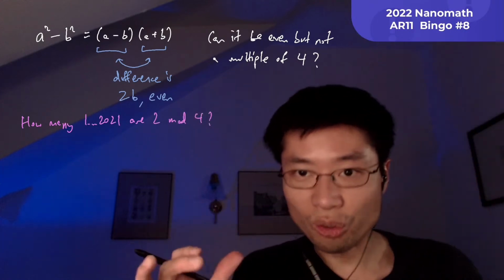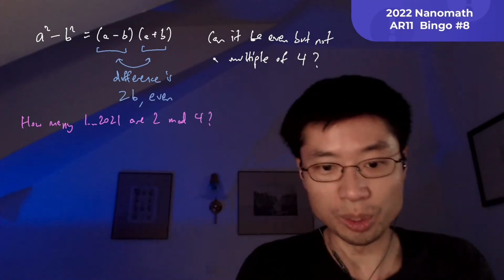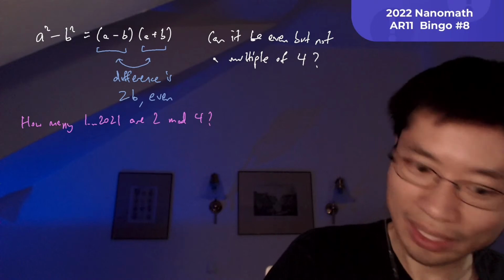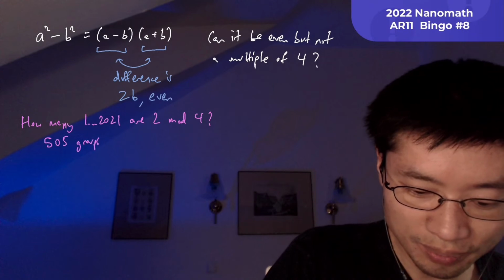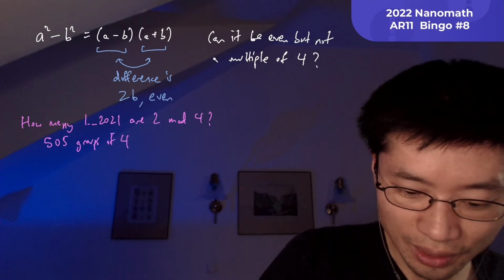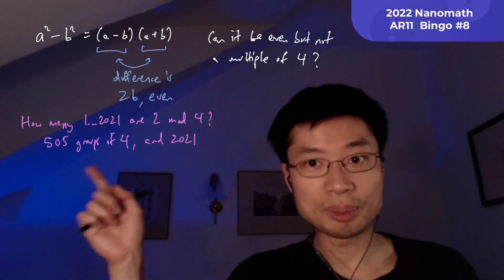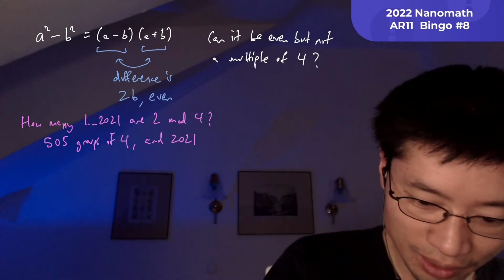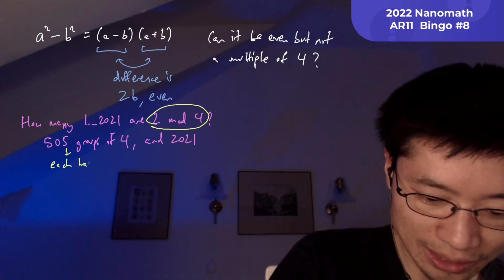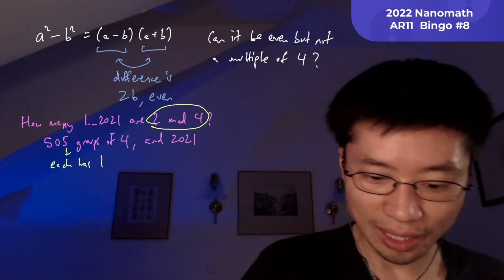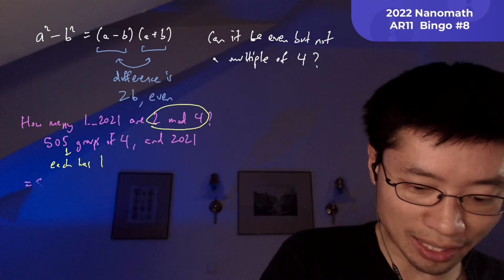Well, from 1 to 4, from 5 to 8, all the way up to 2020, that's a perfect bunch of groups of 4, right? So if I look at it, there are 505 groups of 4 that will get you to 2020 and then the 2021. But in these 505 groups of 4, each of those groups has 1 number which is 2 mod 4. Each of them has 1. And so my answer, how many are 2 mod 4, is going to be 505.